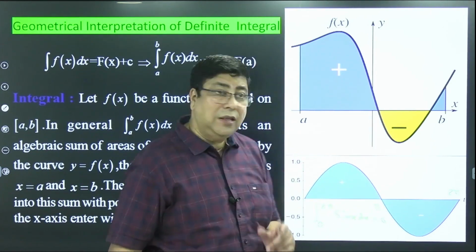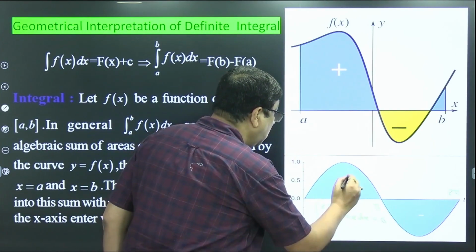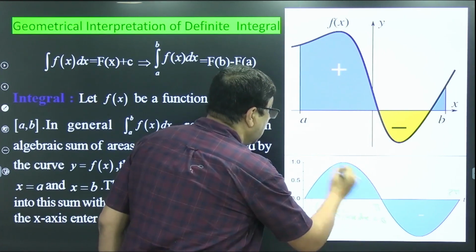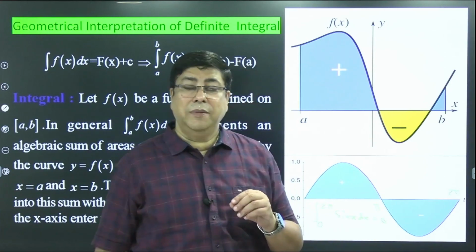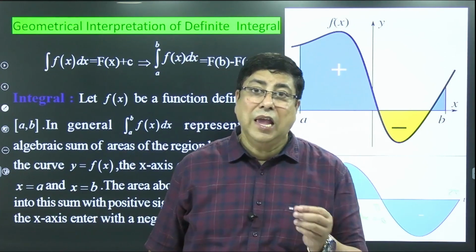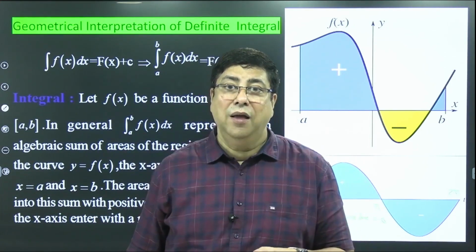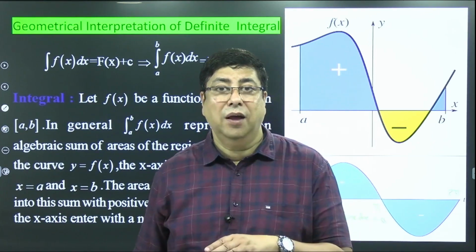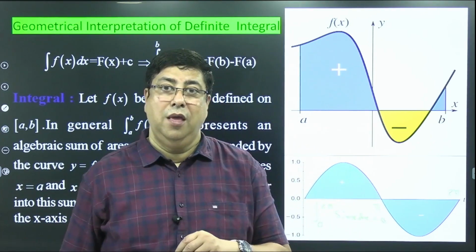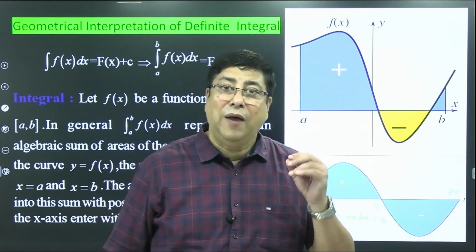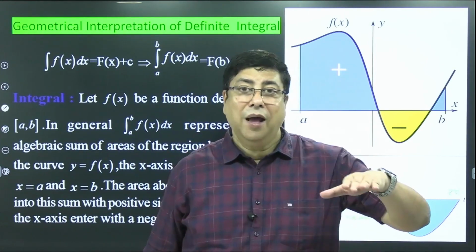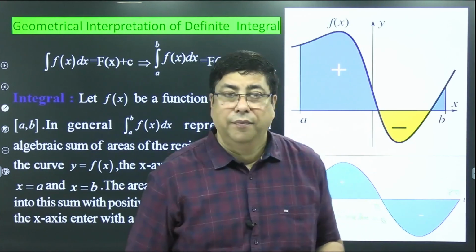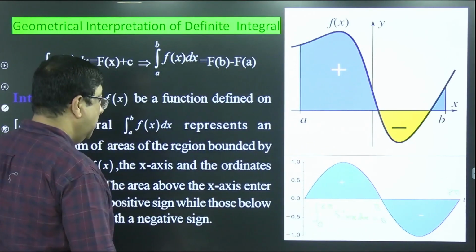By the way, remember one thing, for 0 to pi the area is 2. This area is 2, this area is also 2. But when in an entrance examination a question says find the area bounded by the x-axis and the sine curve, the answer will be 2 plus 2, 4. But whenever the question says find the integral 0 to 2 pi, the answer is 0 because the upper half is cancelled by the lower half. Okay, now I am going to the next part.